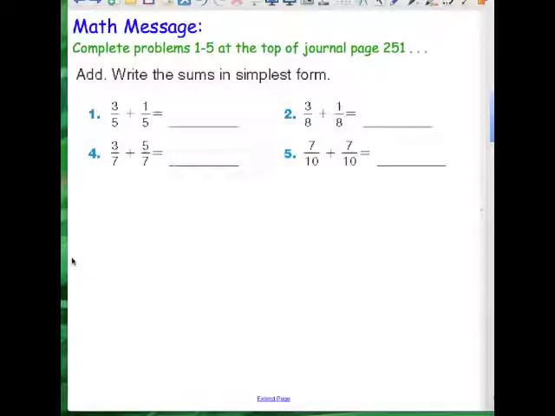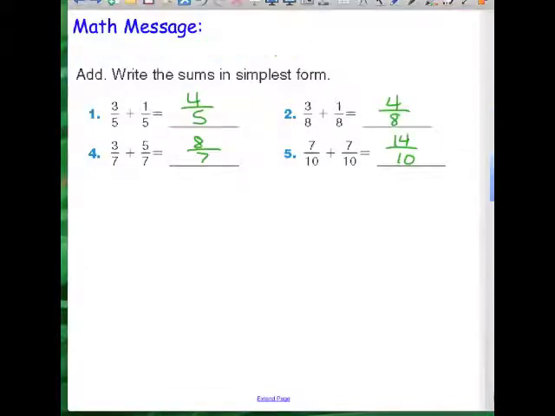Alright, now I'd like you guys to turn to page 251 in your math journal. Go ahead and pause now to do that. I would like you guys to answer questions 1, 2, 4, and 5. Go ahead and pause now and answer those. Okay, you're back. Let's check out the answers for those. Alright, these are pretty simple, just adding the sums in the simplest form. Because they have a common denominator, we just added straight across. So in this one, 3 plus 1 is 4, so it makes it 4/5.